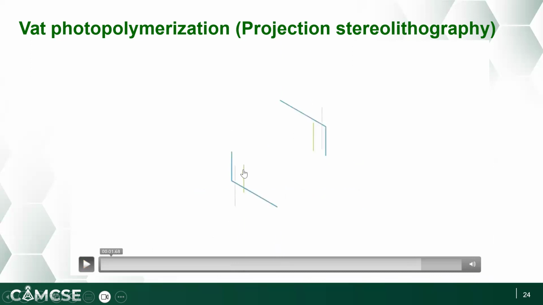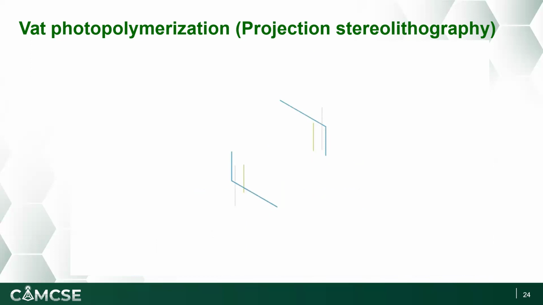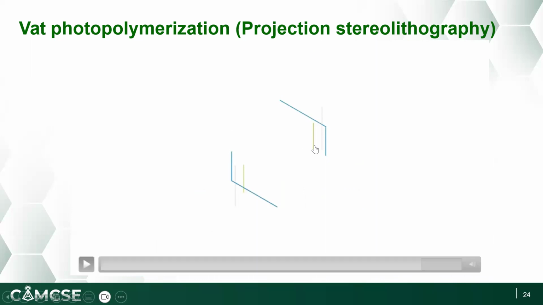Okay, so this is a video from Photo Labs. In this video, as it shows, the photosensitive resin is exposed to a laser. Under exposure, it will be solidified. So when you expose the resin layer by layer, you can build a 3D polymer structure layer by layer.